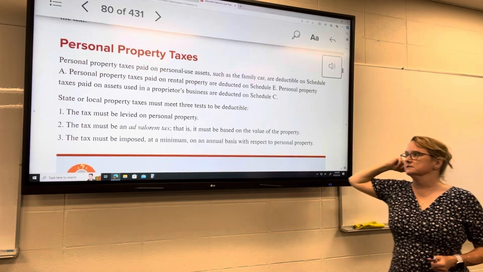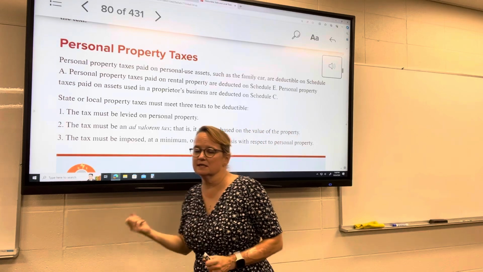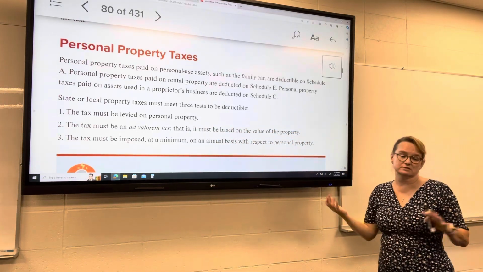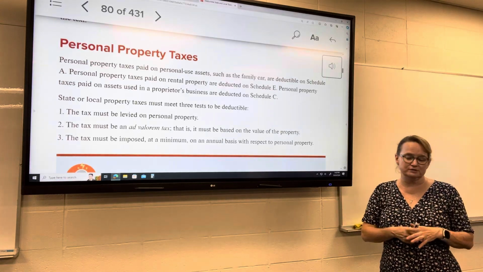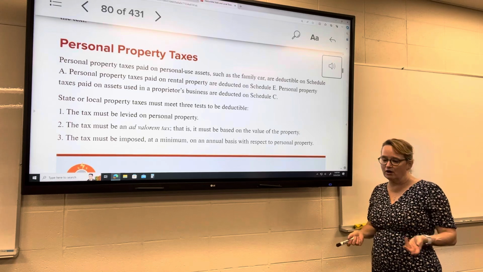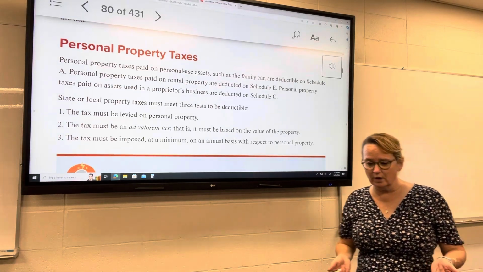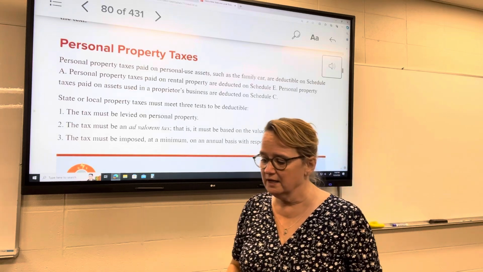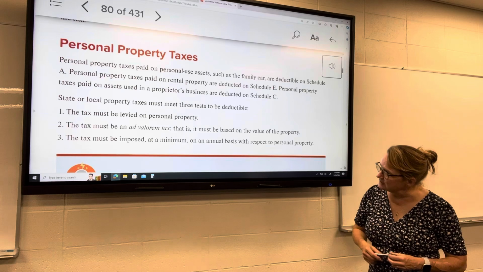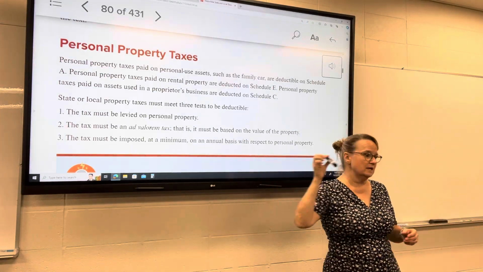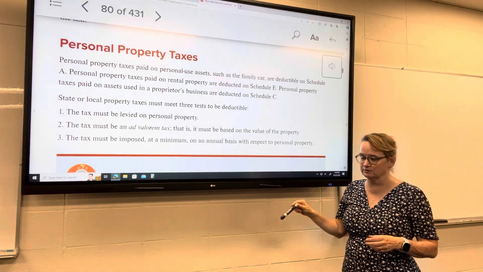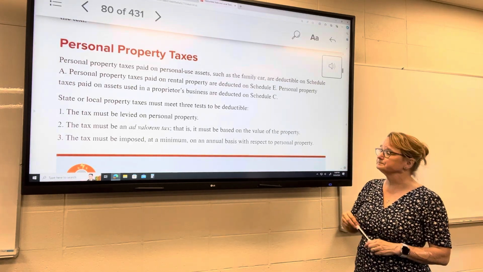Okay, so what are these things? Personal property taxes, like I said, it's anything that's not real estate. So your car, that's the most common one, especially in Iowa. Your registration fee, if you have a car that's under 12 years old in Iowa, a part of the registration fee that you pay every month is considered an ad valorem tax, and is deductible as a personal property tax on your tax return.